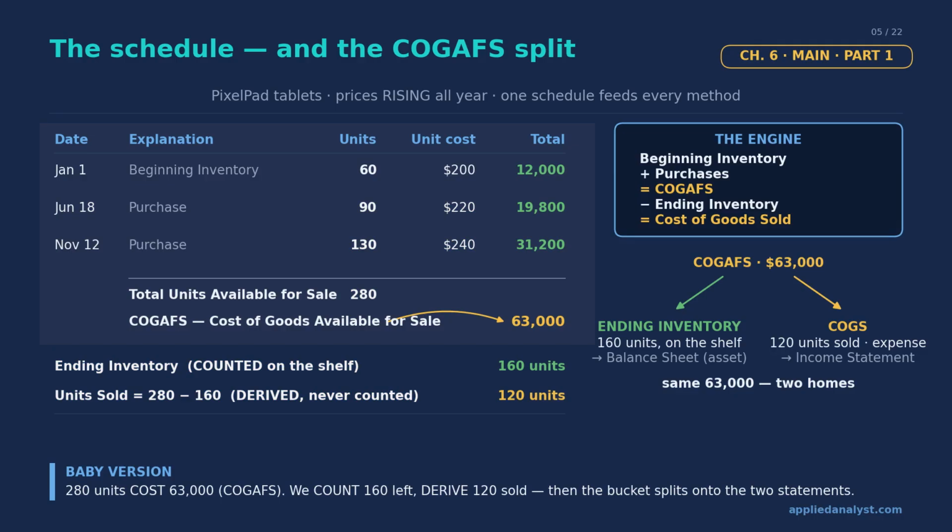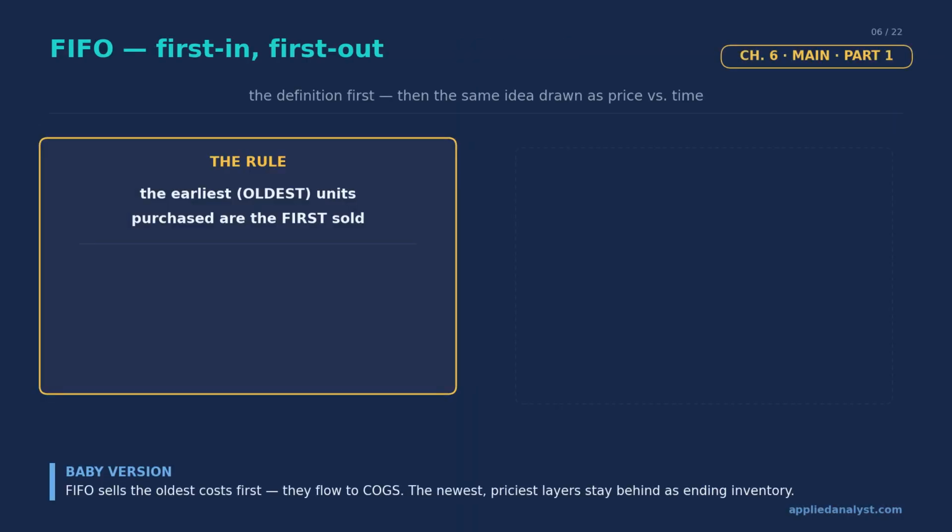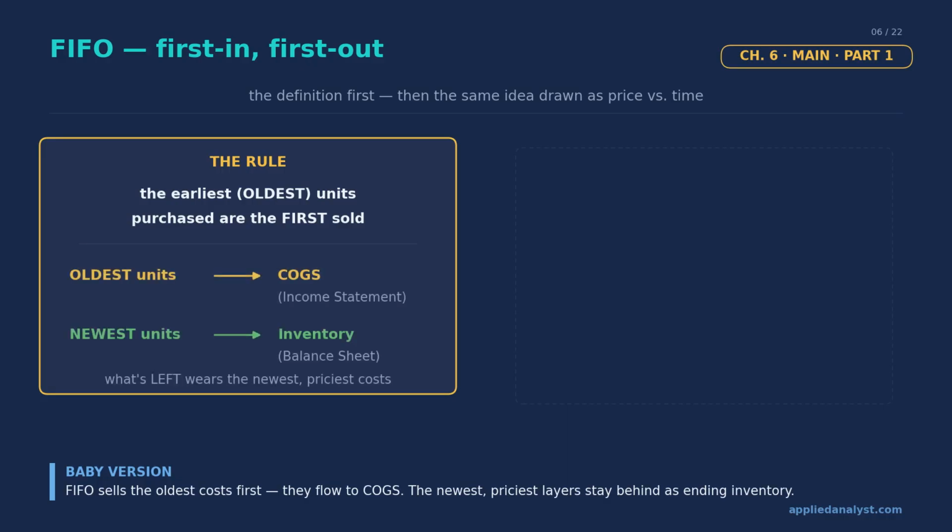FIFO, oldest costs out first. FIFO, first in, first out, is the first way to answer that 160 at which cost question. The rule is exactly what it sounds like. The earliest, oldest units you purchased are the first ones treated as sold. So the oldest units flow out to cost of goods sold on the income statement. And the newest units are what's left, sitting in inventory on the balance sheet, which means whatever stays on the shelf is valued at the most recent, priciest costs.